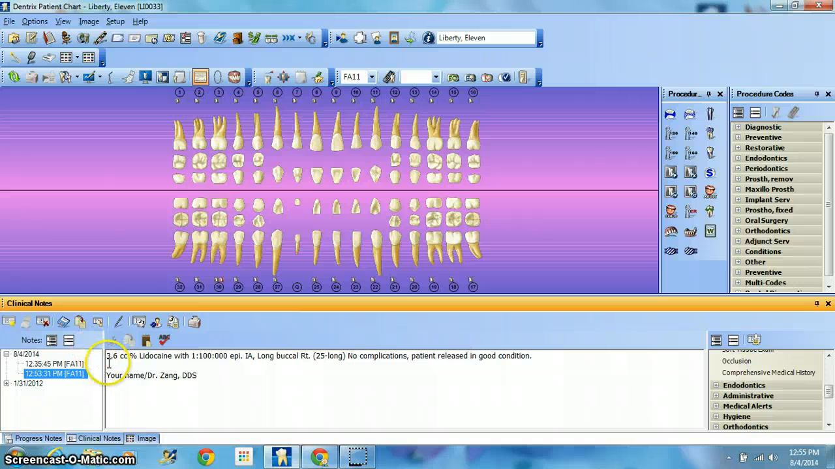So it's important that you make sure that you write down for each anesthesia experience, whether you're in clinic or private practice, how much did you use? We used 3.6 cc's, which is 2 cartridges of 1.8 mLs per cartridge. We used 2% lidocaine, which is right here, 2% lidocaine with 1 to 100,000 epinephrine. We did an IA and a long buccal injection on the right side with a 25 gauge long needle. There were no complications and the patient was released in good condition. And then you sign it.